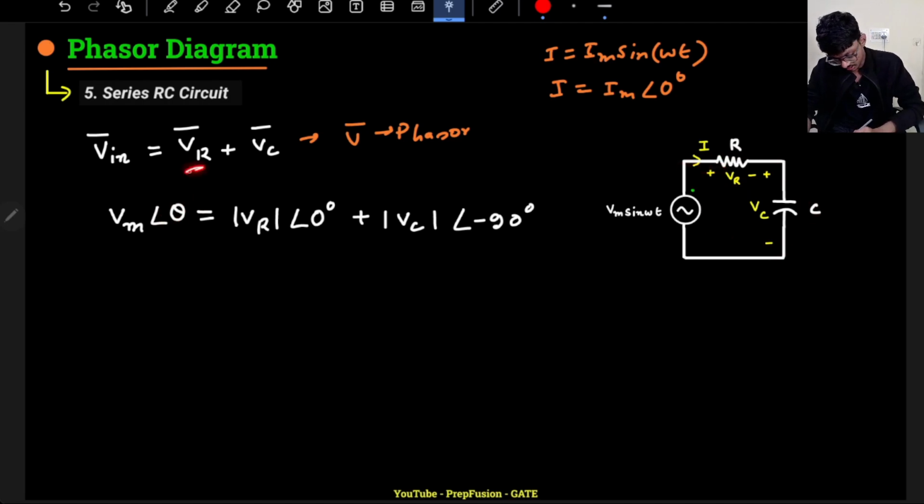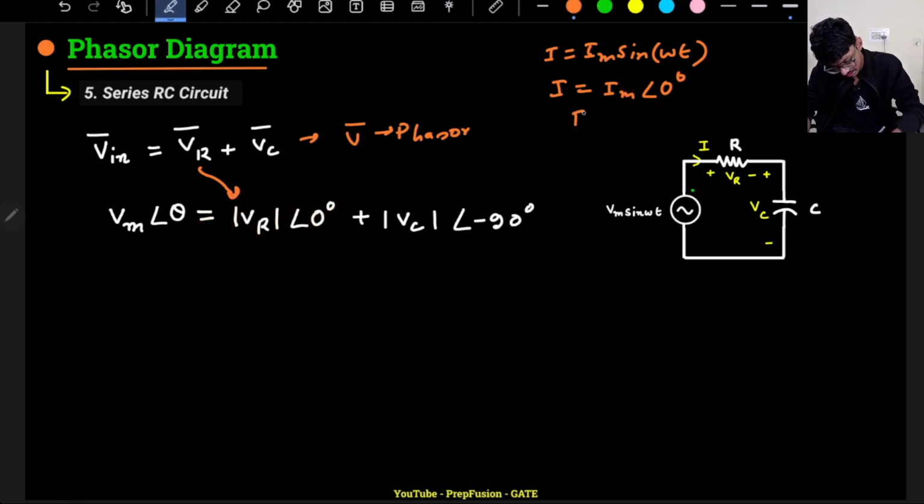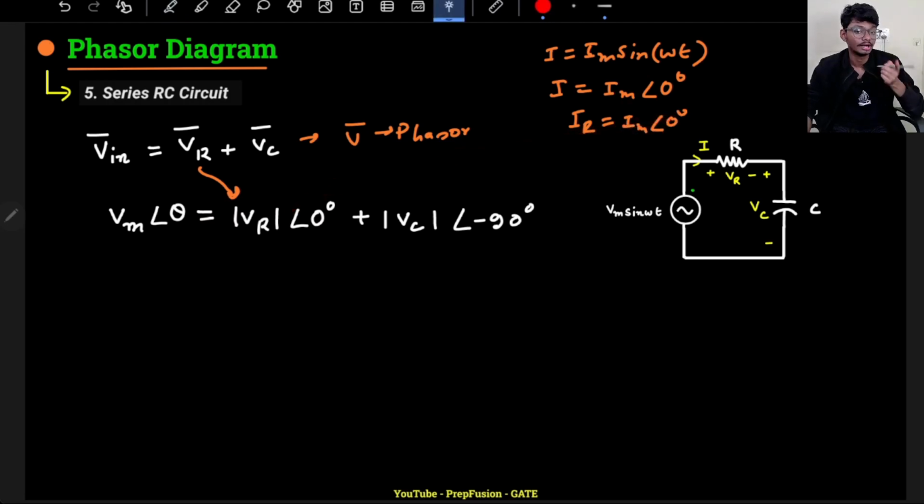And of course for VR it is very simple, right? The current and the voltage both will be in the same phase. So in this case it will be VR angle of 0, because here IR is also the same, because it is a series circuit, so it will be Im angle 0 only. So current and voltage will be in the same phase for the resistance.